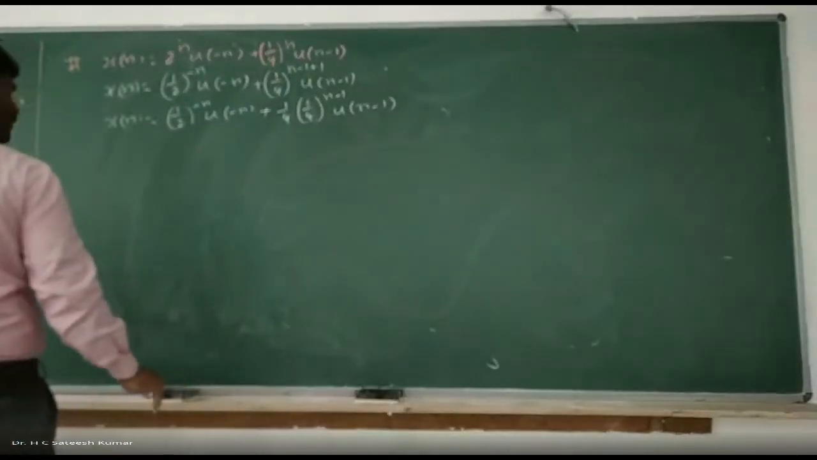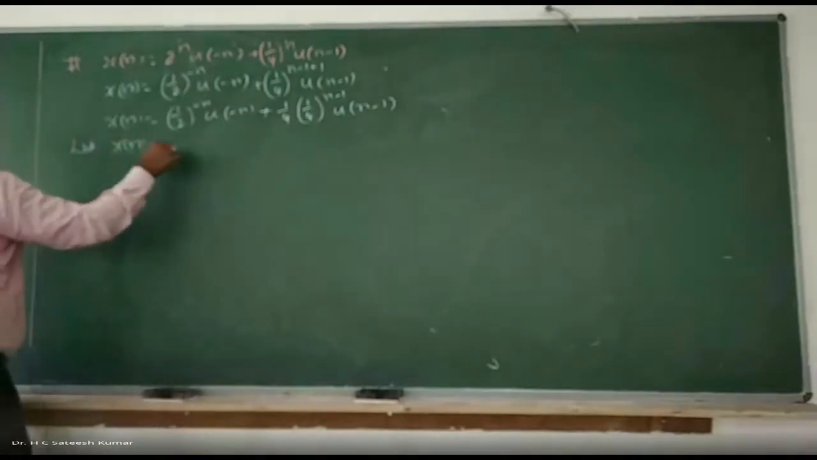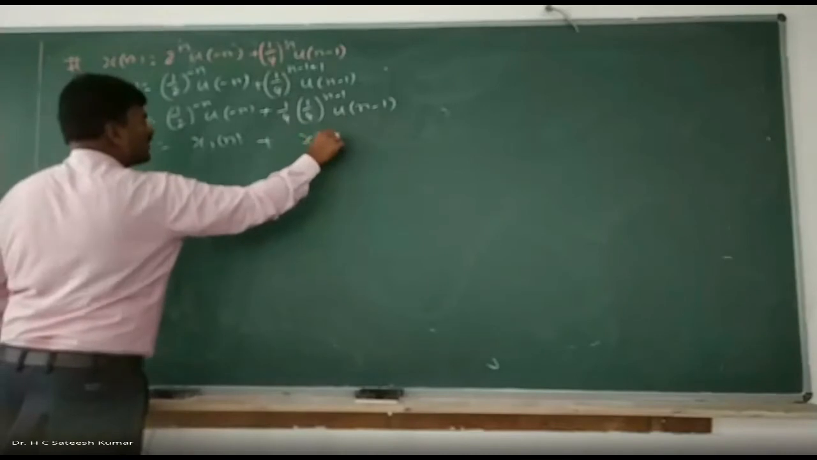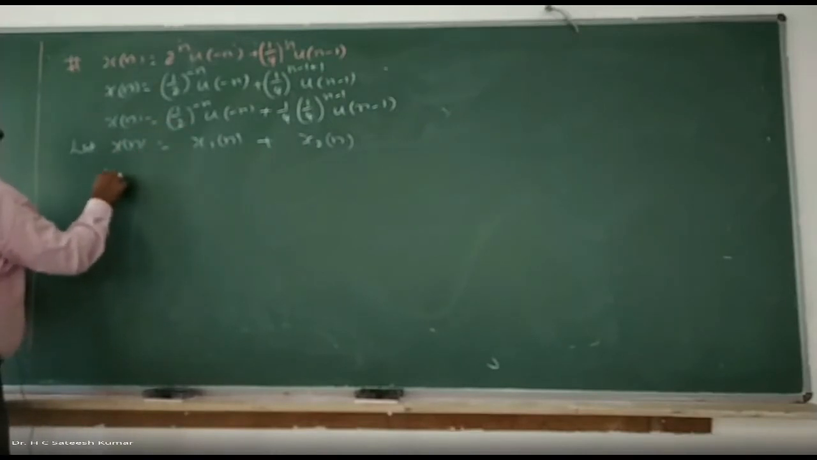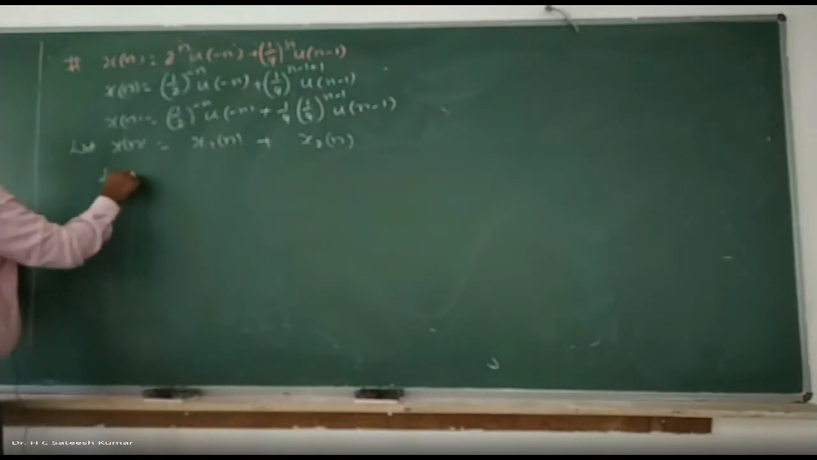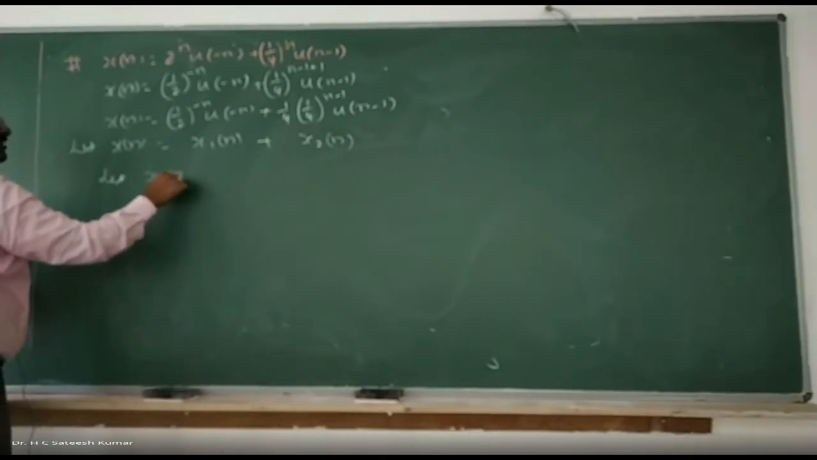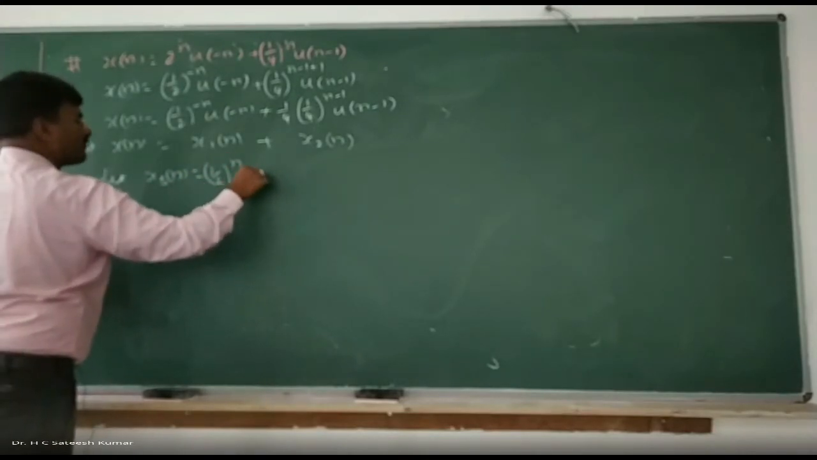Now go for, let x of n be equal to x1 of n plus x2 of n. Okay, right. So now go for substitution. Let this one be in the form a power n into u of n. Now let us call it by some other name: x1, x2 of n already over, let x3 of n be equal to 1 by 2 to the power of n into u of n.